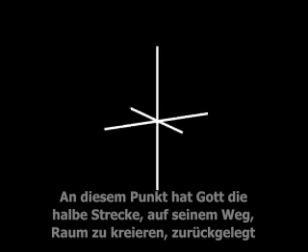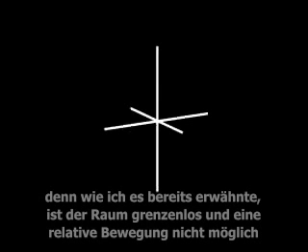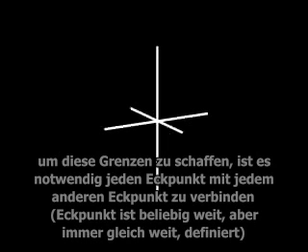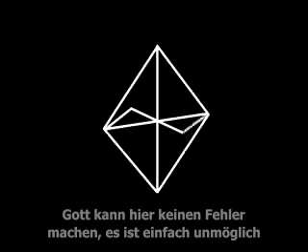At this point, God is halfway to creating space. In order to complete this process, it must define some boundaries, because as I mentioned before, the void is infinite, and if no boundaries are defined, then relative movements of spirits remain impossible. To define some boundaries, all God needs to do is connect the end of every point to the end of every other point. The beauty of this, and indeed the entire process itself, is that God cannot make a mistake.